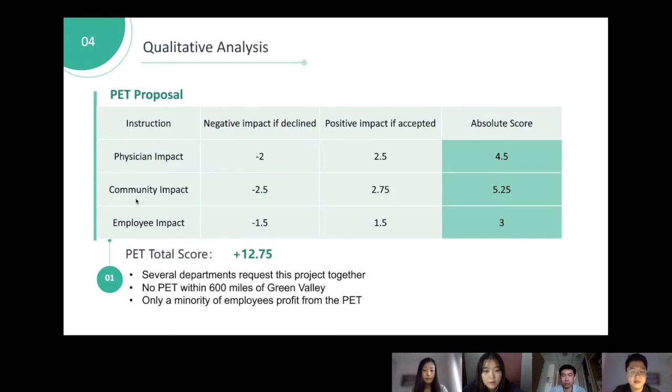And for the community impact, we give a high total absolute score of 5.25. This is because we found out there is no PET facility within 600 miles of Green Valley. So we can imagine that if Green Valley could have this facility, it will have a great impact on the community. And the last part is about employee impact. We give a poor score of 3. This is because we consider that only a minority of employees could profit from the PET. Almost just the physicians could benefit from it.